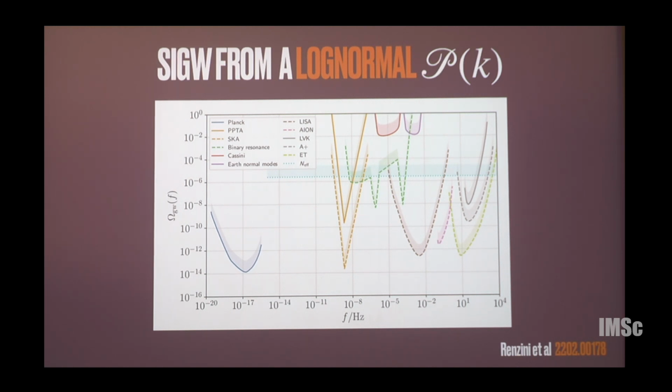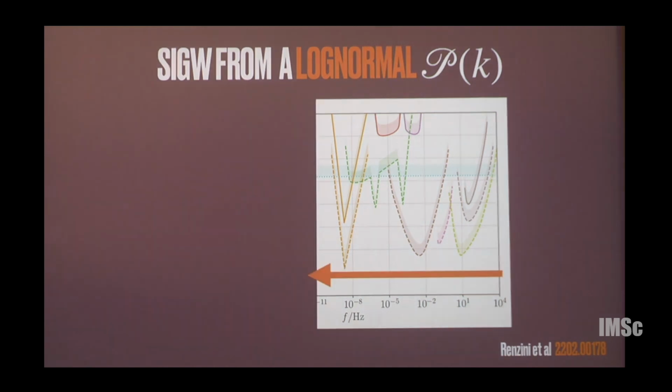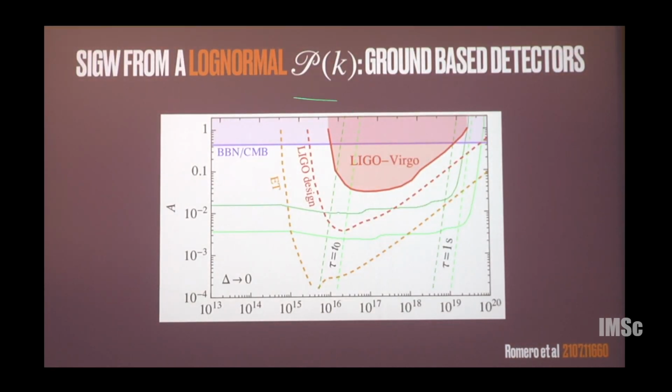Now I'm going to talk about a significantly larger amplitude stochastic gravitational wave background, which can be detected at small scales, okay? So what we will be interested in, starting from small scales, is, for example, ground-based gravitational wave experiments, okay? So people have been looking for this type of gravitational wave backgrounds in the LIGO band.